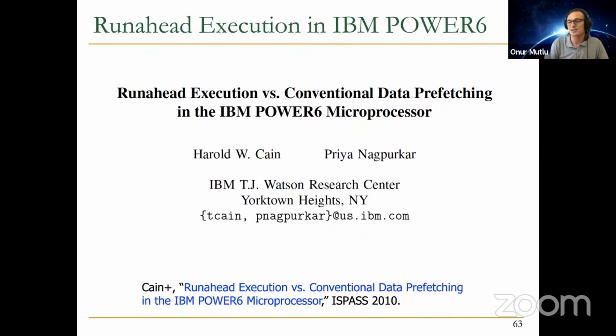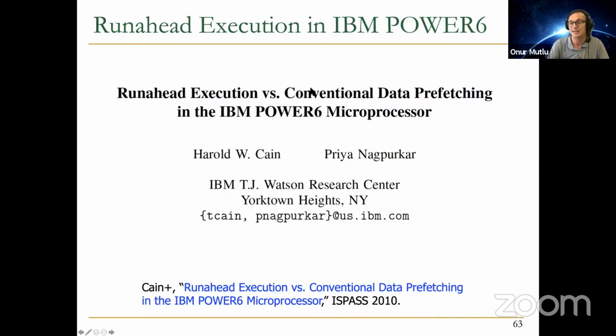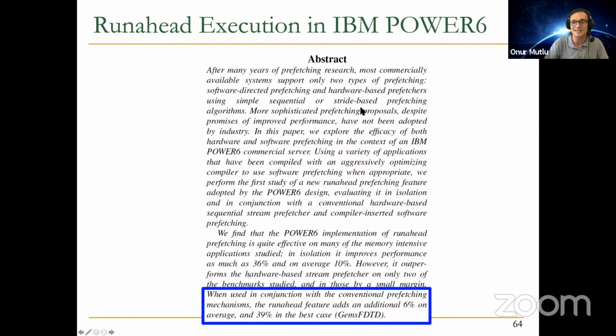So IBM Power 6 also implemented this sort of prefetching. But just to show you, Power 6 actually implements multiple different types of prefetchers. They have a hardware-based stream prefetcher. They also have a run-ahead feature. And they both work together well, according to this paper that analyzes both of these types of prefetching. And if you're interested, you can take a look at that.